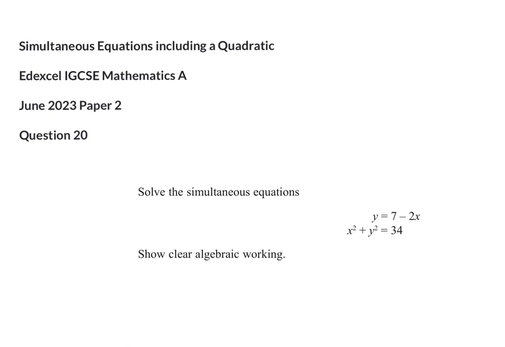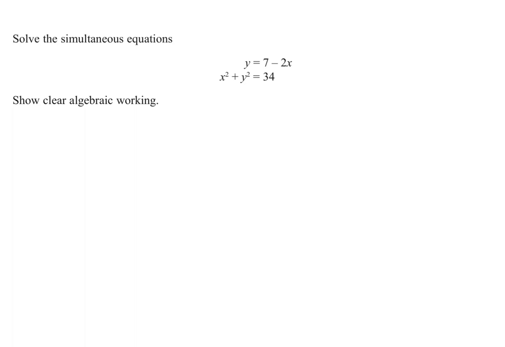This question involves solving simultaneous equations where one of the expressions is a quadratic, meaning that it has squared terms. So to solve an expression like this, where we have y equals 7 minus 2x, and we also have x squared plus y squared equals 34, what you should notice here is we have a quadratic expression, we have squared terms.